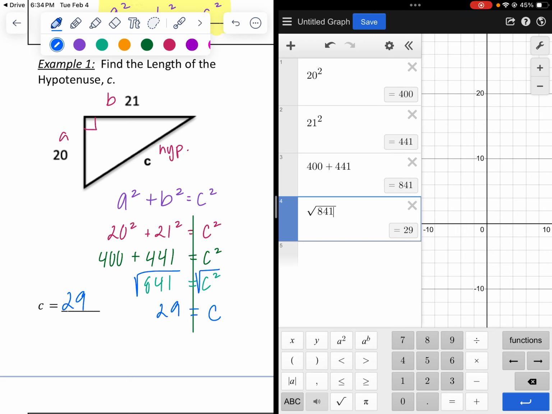Okay, so that is the last step, you have to take the square root of both sides. What you do to one side, you have to do to the other. So that's why we had to take the square root of 841.